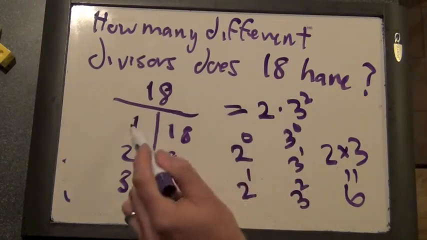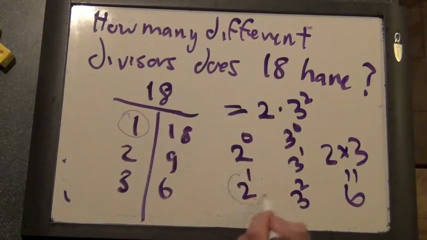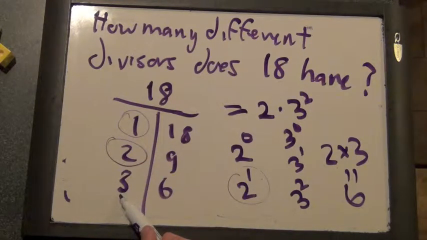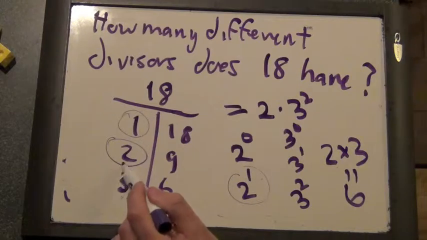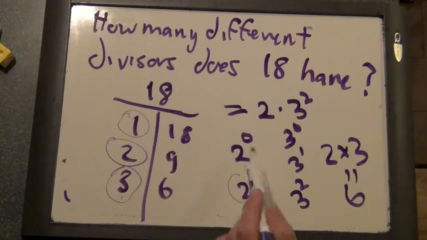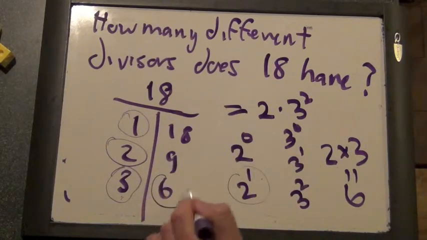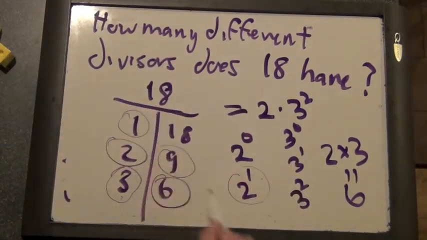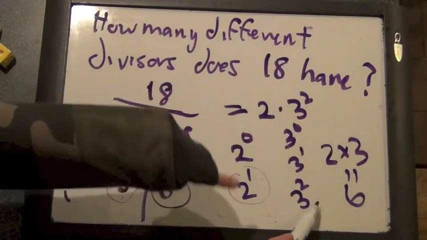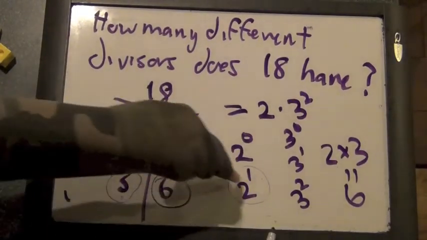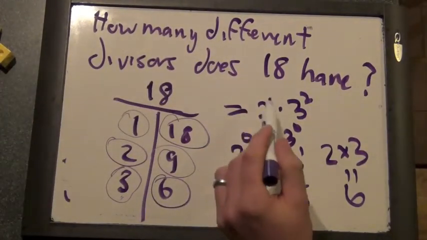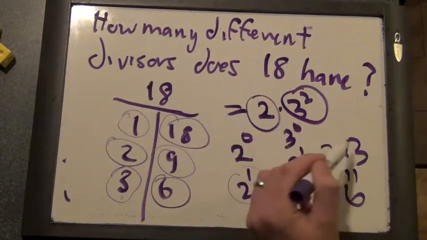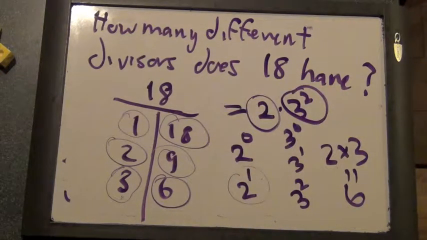Now, do you see? This is 2 to the 0 times 3 to the 0. This is 2 to the 1 times 3 to the 0. It's 2 to the 0 times 3 to the 1. What's this? That's 2 to the 1 times 3 to the 1. What's this? 2 to the 0 times 3 squared. And what's this? 2 to the 1 times 3 squared. Okay, so there we go. We looked at the number of choices for the 2 and the number of choices for the 3, and we found that there were 6. Okay, you ready for the next one?